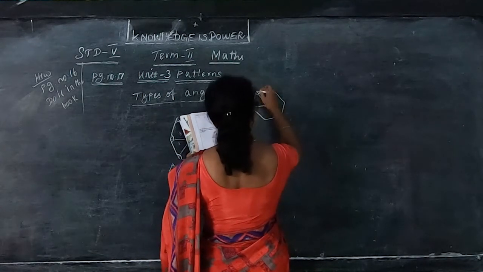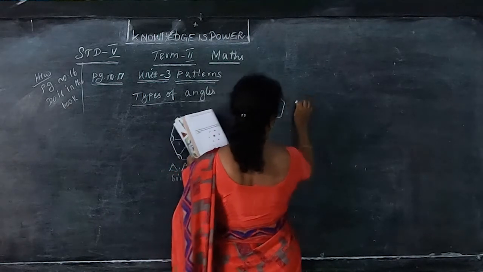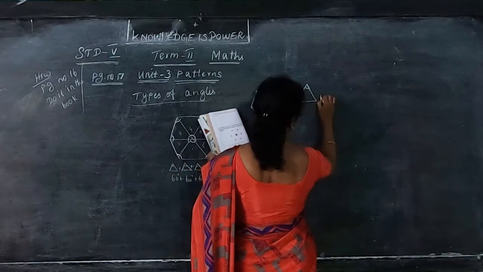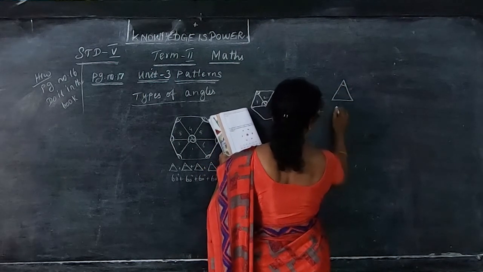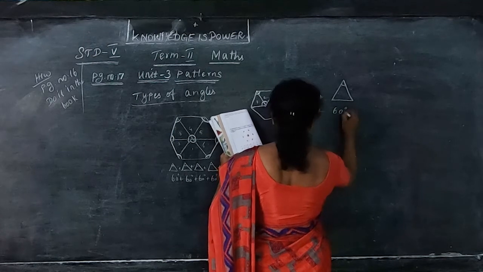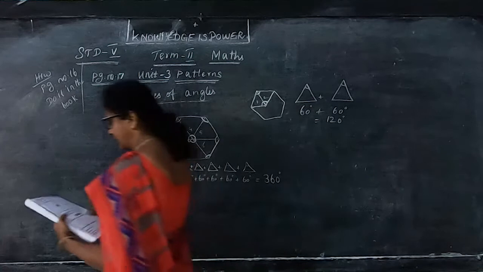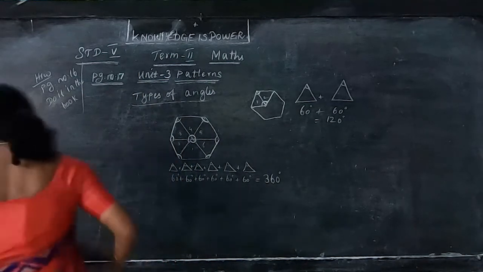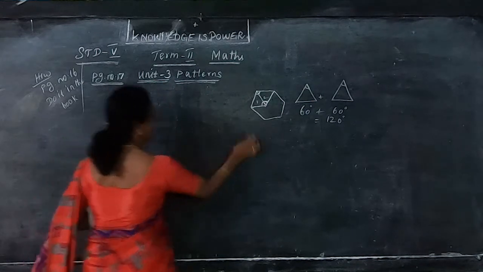See here, 60 degree. How many equilateral triangles are there? 1 and 2. So this one is an equilateral triangle, and here one equilateral triangle. So 60 plus 60 degrees, that is equal to 120 degree. Okay, like that. In the square also, the angle of a circle also they are given. Angle of a circle is what?